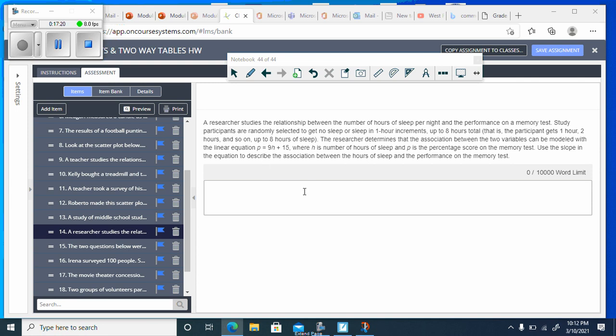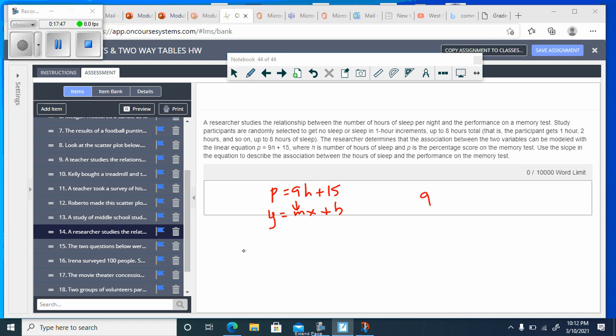Use the slope of this equation to describe the association between the hours of sleep and the performance on the memory test. Okay, we've got P is equal to 9H plus 15. Which one's the slope? We know in a linear equation, y is equal to mx plus b. So your slope here is 9, okay? But 9 what? Well, let's see.